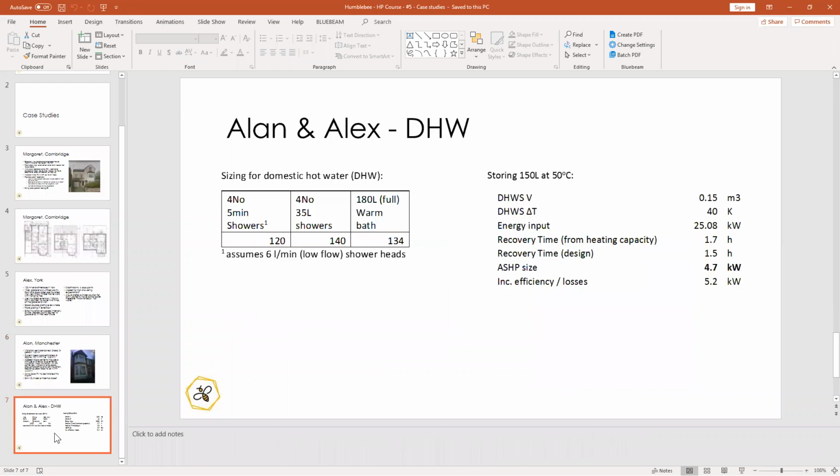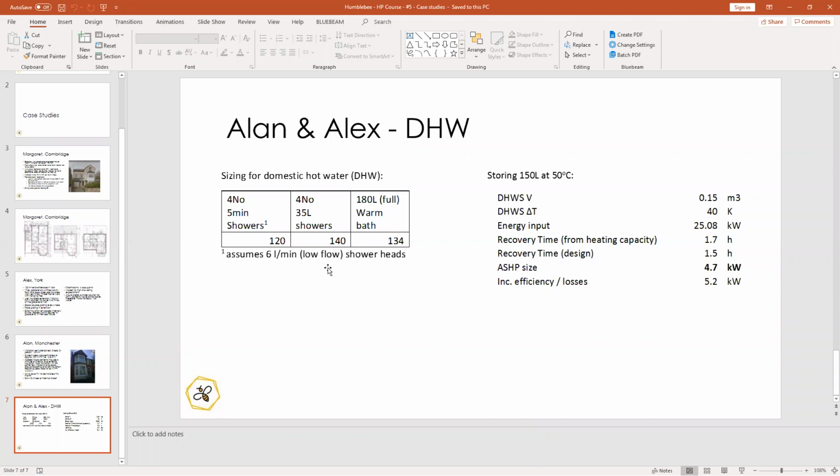We've run a few calcs because that's what I do. I've just looked at, if you had a low flow shower of 6 litres per minute, and that is an energy efficient shower, and you had to heat up the water for 4 of those 5-minute showers, we're talking about 120 litres. You could also say it's a 35 litre shower, and that gives you an upper band of 140.